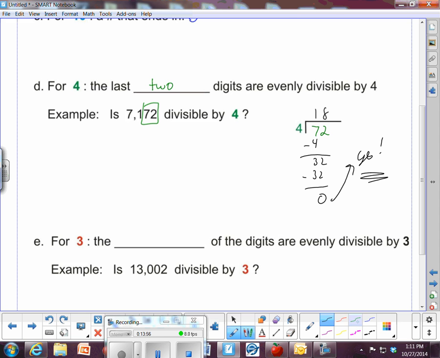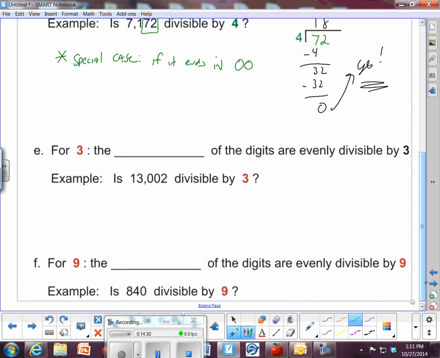Now, there is one special case, and that is if it ends in 0 0. Because 0 0 would be either 100, which is divisible by 4, or 200, or 300. All of these are divisible by 4, 400, 500. So if it ends in 0 0, it's going to be divisible by 4. Okay, that's a special case there with the 4.